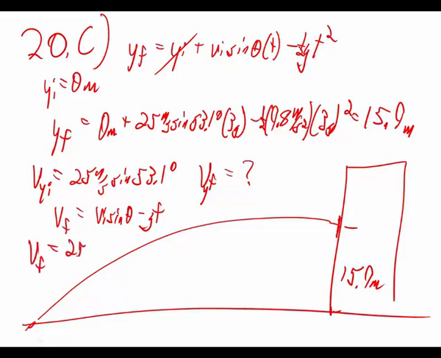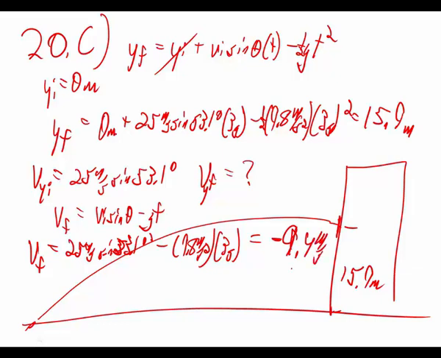All right, so we got what? 25 meters per second sine of 53.1, right? Minus 9.8 meters per second squared times what? 3 seconds. And you should get an answer of negative 9.4. Negative 9.4 meters per second.